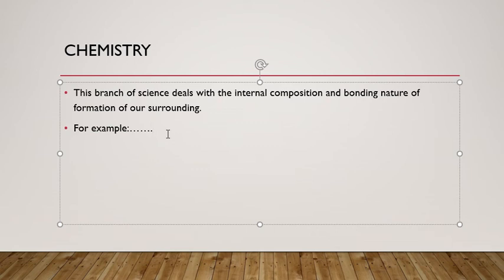In this case too, we are still in the surrounding. First of all, we get to observe and analyze the physical appearance. Now we are going to analyze the internal composition of that physical appearance of our surrounding. Chemistry deals with internal composition, the bonding of formation, how things are formed, how things are combined, how things stay together. This is explained by chemistry.